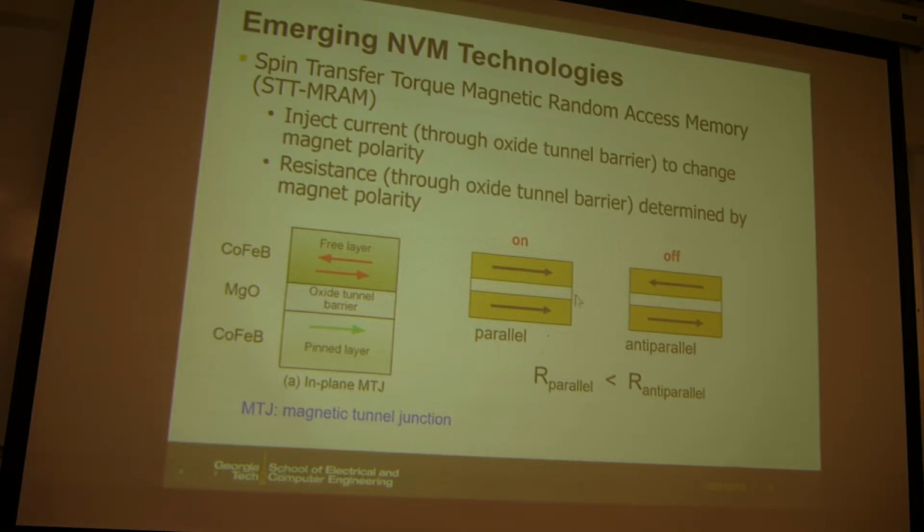The result of these two configurations is a different resistance across this device. Let's say you pass current through this device with some read voltage; this will give you some resistance. If the device is in the parallel state, it will have lower resistance than in the anti-parallel state. So here R parallel is smaller than R anti-parallel. You can think of R parallel as the on state, or the 1 state, and the anti-parallel as the 0 state.